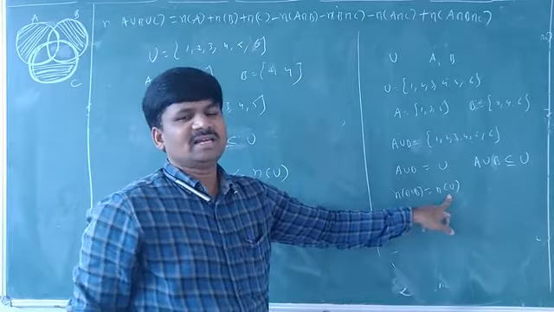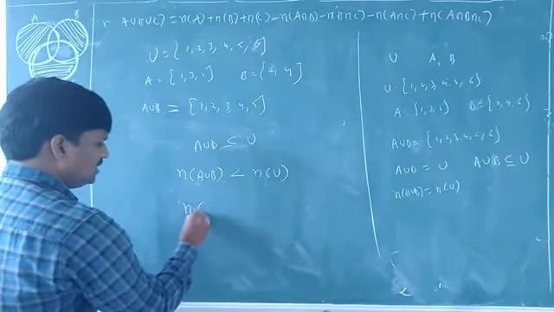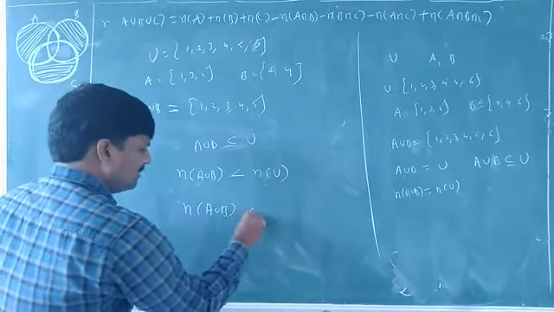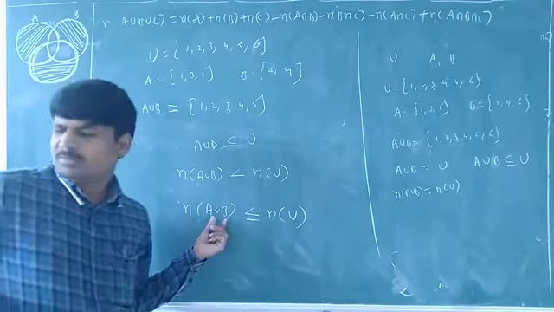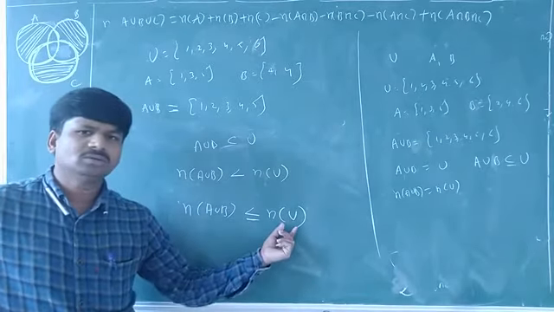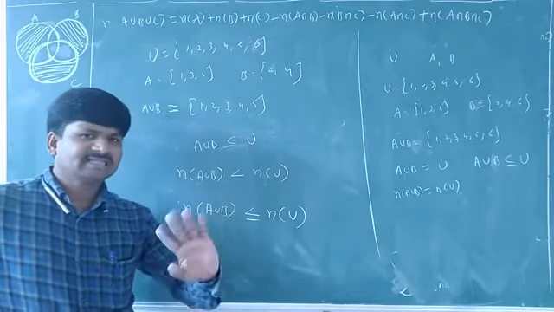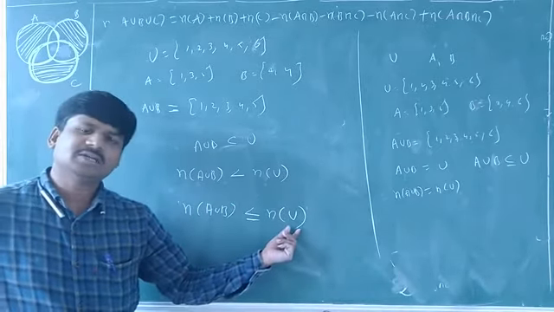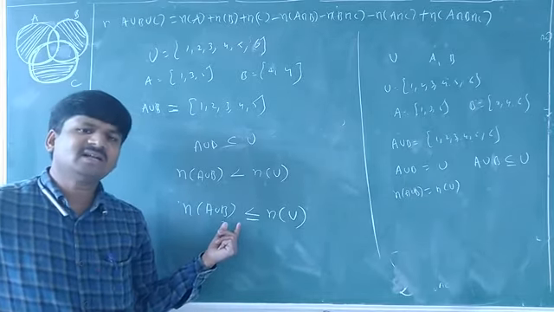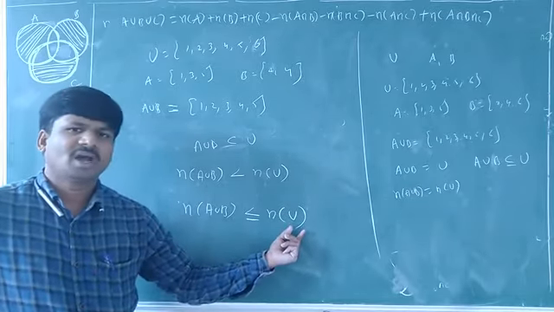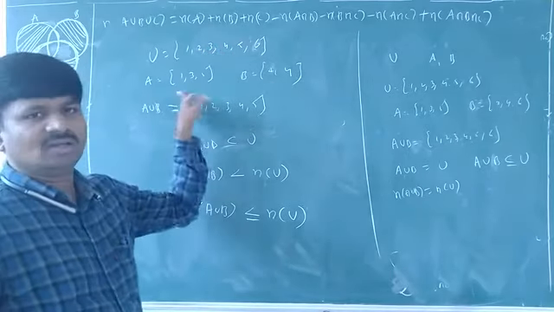What is the meaning of this here? Always, the number of A union B may be less than or equal to the number of U. The maximum number of elements in A union B is equal to U, or maybe less than U. But the number of elements in A and B does not exceed the number of elements in U. Are you understanding or not? Why? Because U is the universal set. That is the biggest set for these two sets.